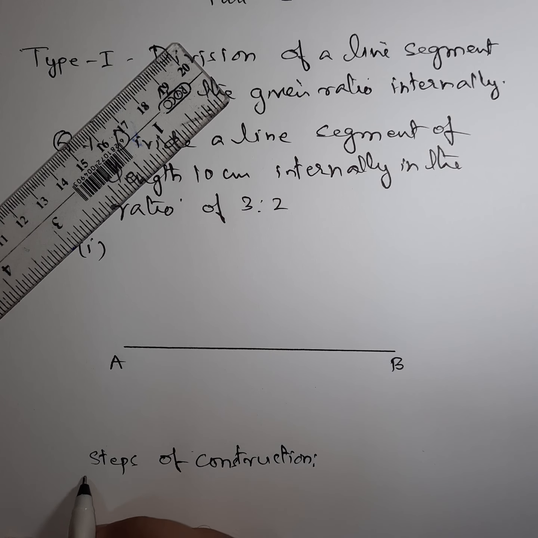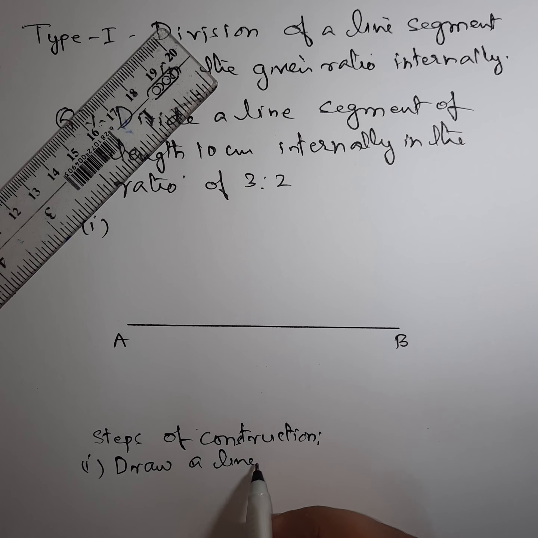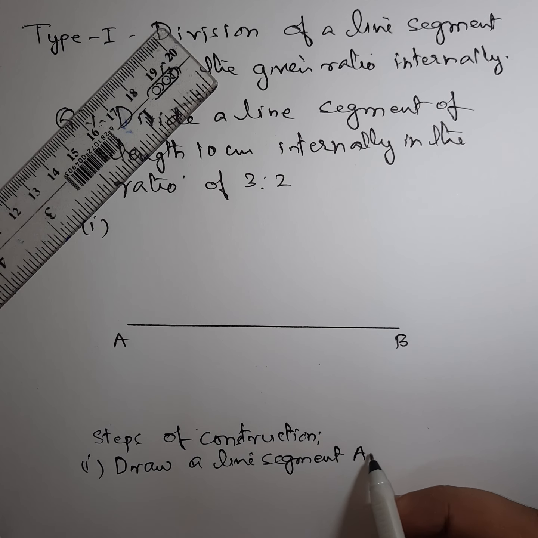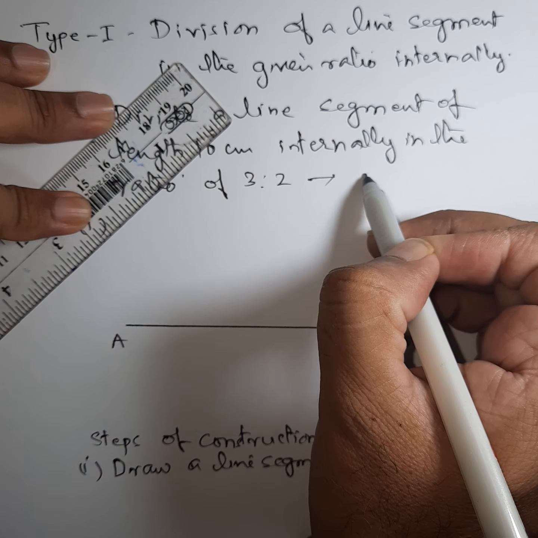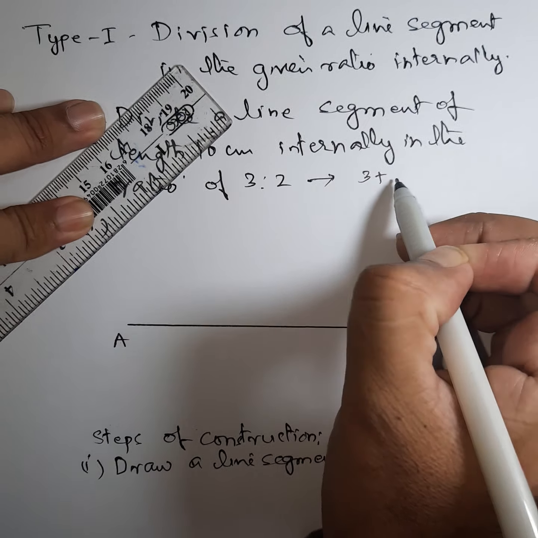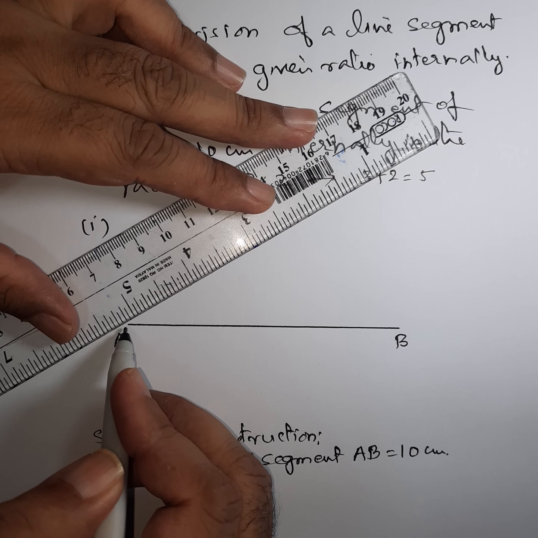So steps of construction number 1, what we have done, draw a line segment AB of length 10 centimeter, or AB is equal to 10 centimeter by using ruler. Then we have to divide it into the ratio 3:2. So 3:2 means if we add these two ratios, 3 plus 2, it will become 5. See what will be the use of this 5.